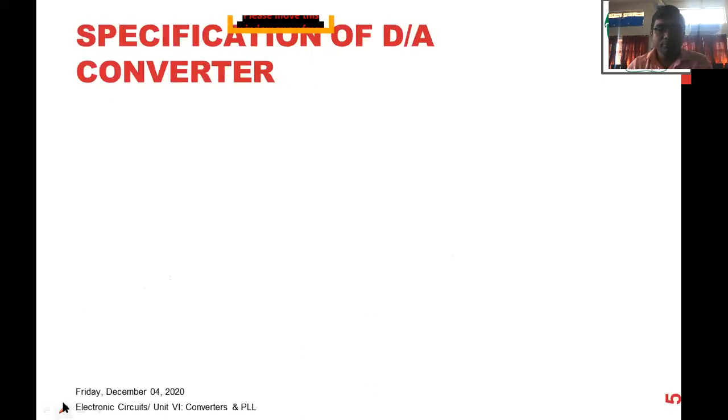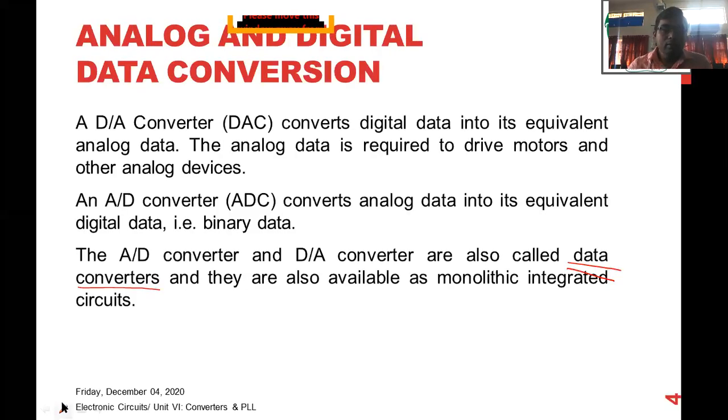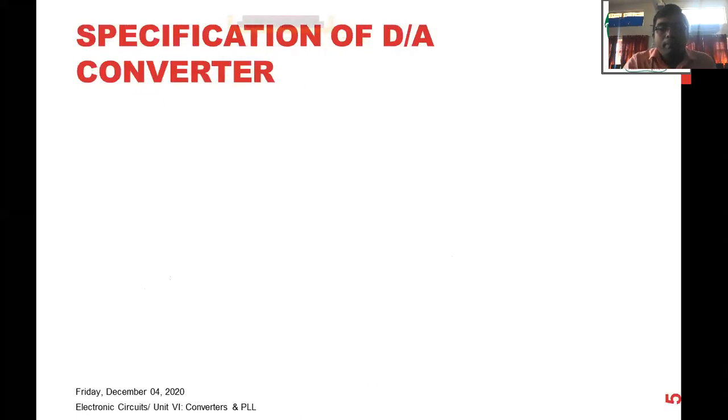Nowadays all electronic equipment is available in the form of ICs. So ADCs and DACs are also available in IC form. Now we have to see some points. First of all, we learn about the digital to analog converter, then we go to the analog to digital converter.